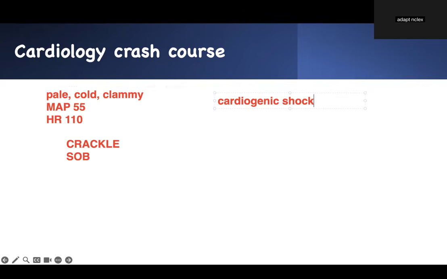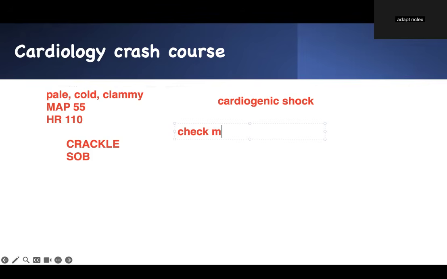What is your management? Shock is hypoperfusion. Improve the perfusion. How? It's cardiac. It's cardiogenic. Don't give them fluid. Okay? Never give them fluid. Improve their cardiac function. And how do you improve their cardiac function? Fix the broken heart, which is what? Push the heart. Push the heart.